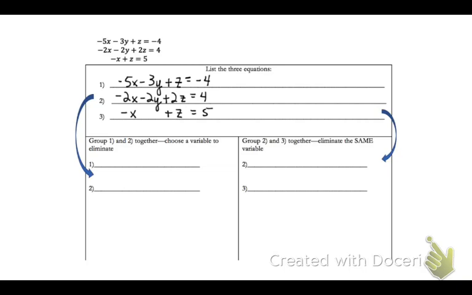Okay, so the second step is that you're just going to group two of the equations together, and you're going to start by grouping equations 1 and 2 together, and you can see where there is space to do that just here. And then you're going to group equations 2 and 3 together and write them here. So go ahead and pause the video and do that.